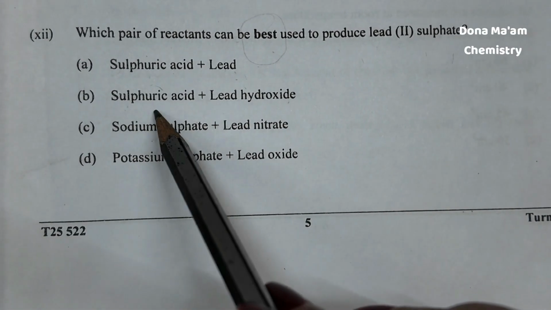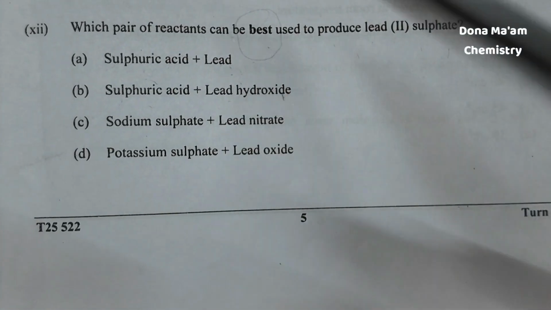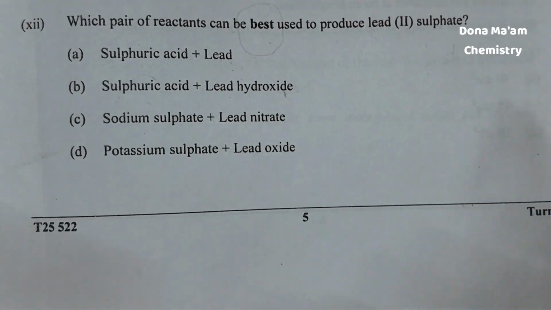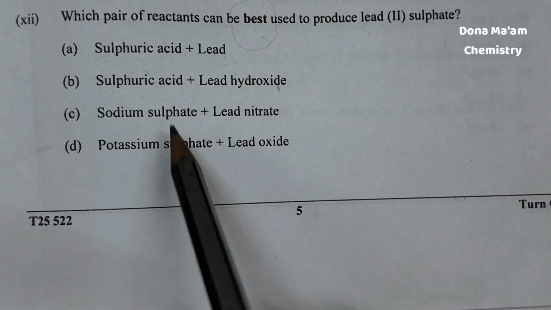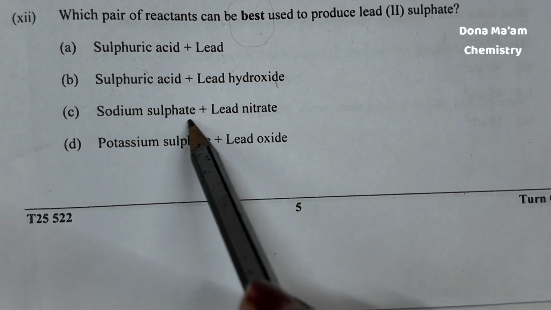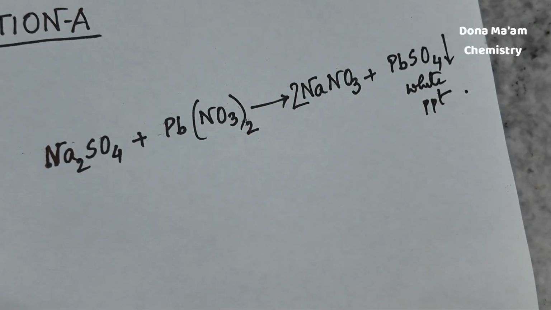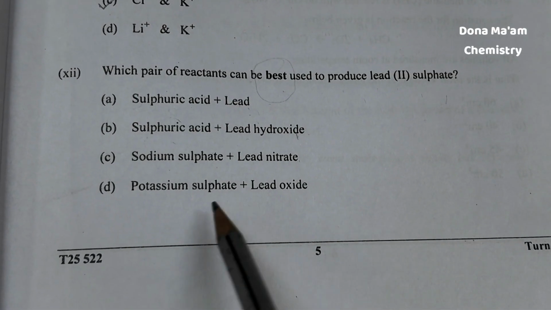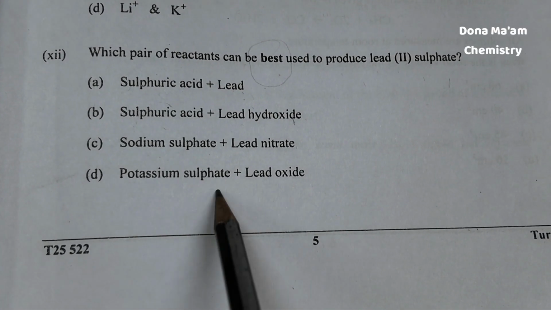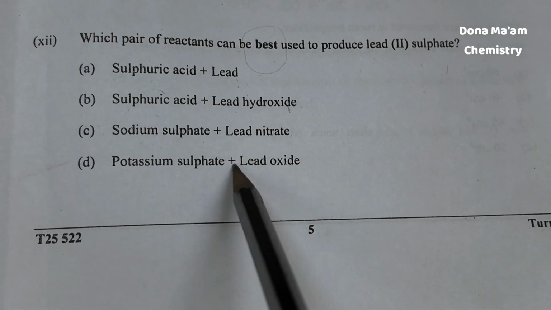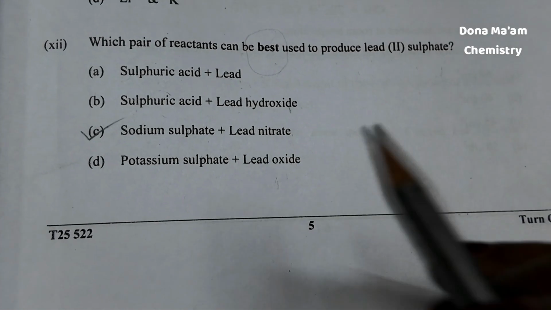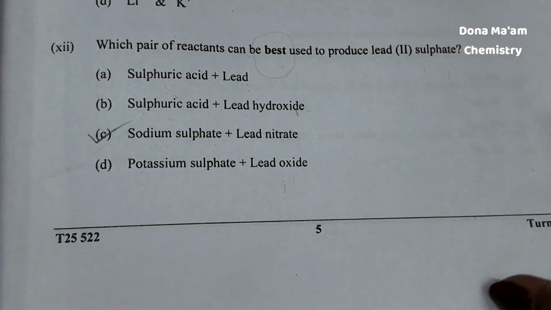Lead hydroxide plus sulfuric acid. Lead hydroxide is again a chalky white PPT, an insoluble thing that hardly reacts with an acid. Then another one, sodium sulfate plus lead nitrate. And yes, this reaction does take place. To also know the last option, let's see, potassium sulfate plus lead oxide. Lead oxide is again insoluble, so it doesn't react well. So the best answer will be option number C.